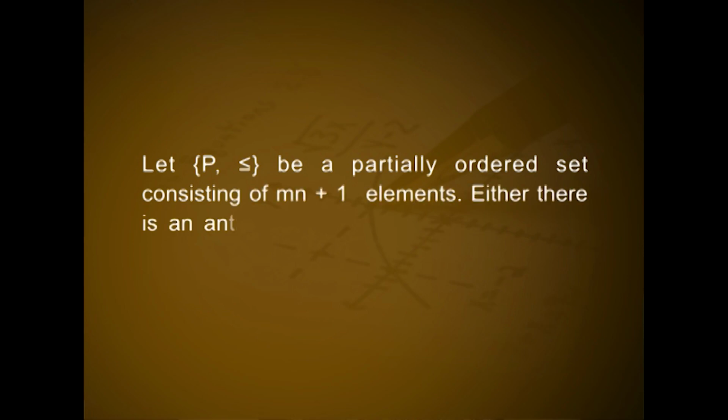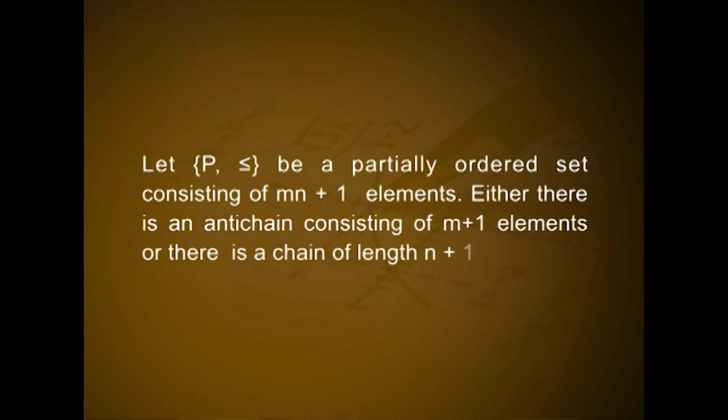If the length of the longest chain is less than n minus 1, then M must contain 2 or more elements that are members of the same chain, which cannot be possible. So, the length of the longest chain is equal to n minus 1. By the induction hypothesis, P − M can be partitioned into n minus 1 disjoint anti-chains. Thus, P can be partitioned into n disjoint anti-chains. Corollary: let (P, ≤) be a partially ordered set consisting of mn plus 1 elements. Either there is an anti-chain consisting of m plus 1 elements or there is a chain of length n plus 1 in P.